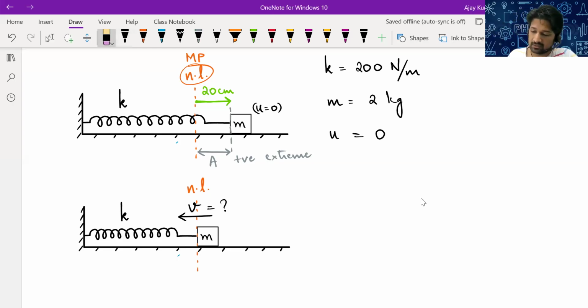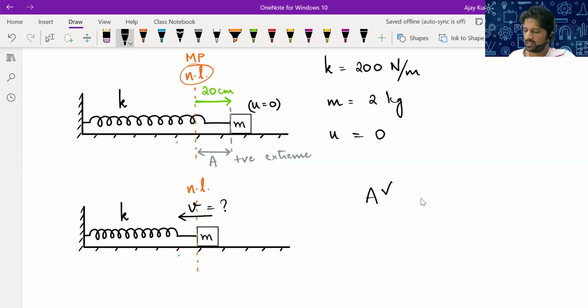Suppose the block had some speed here. Let's say it was already moving. Then this position is not the extreme position. Then 20 centimeters will not be the amplitude. We'll also see how to deal with such situations. So in this problem, the initial velocity is 0 here. So amplitude is 20 centimeters.